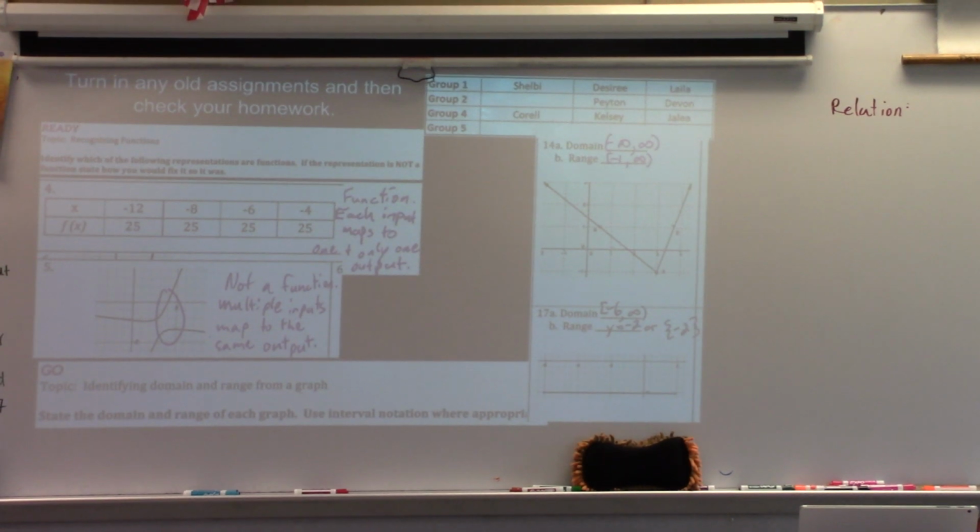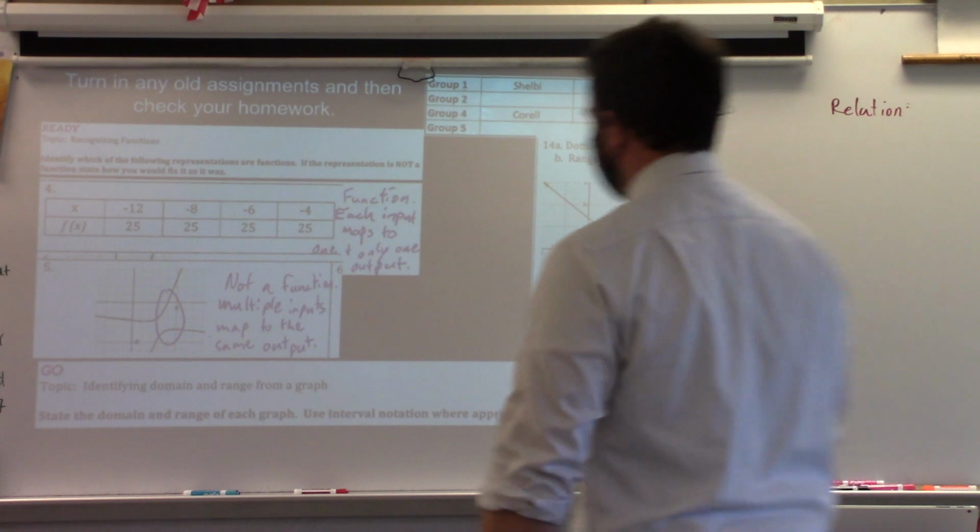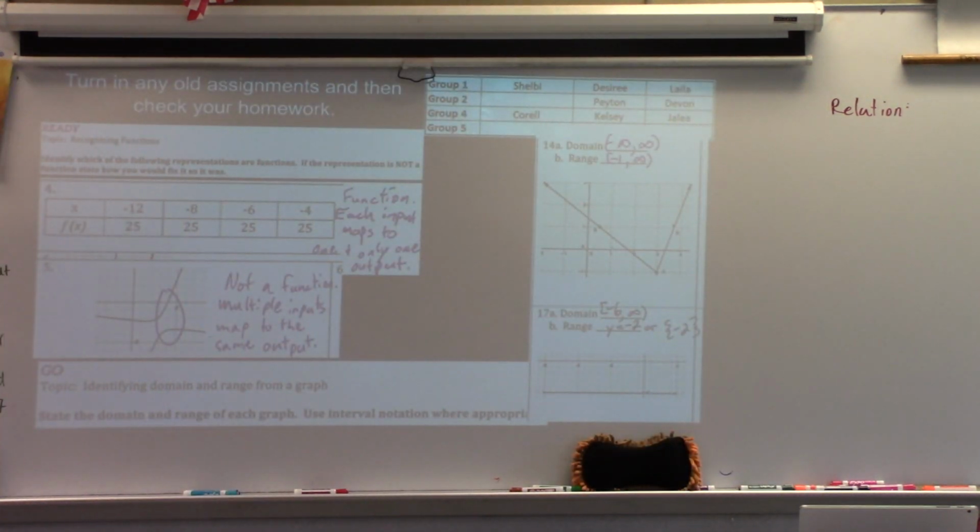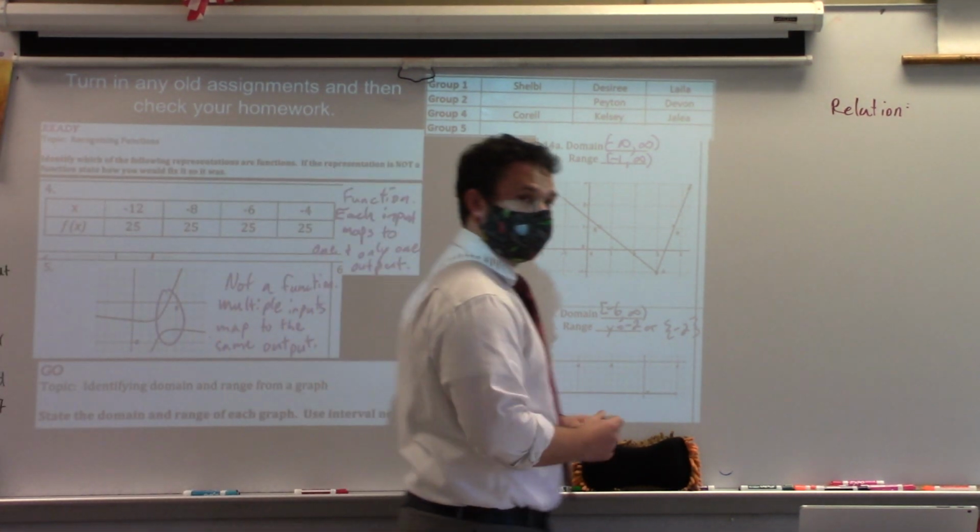What questions do you have off of 4, 5, 14, or 17? Number 4? Did you think it was not a function? Yeah, I thought it was not a function because I thought the output, the top number, has to be the same to equal 25 on the bottom number.